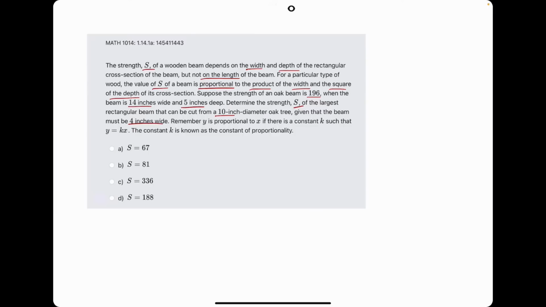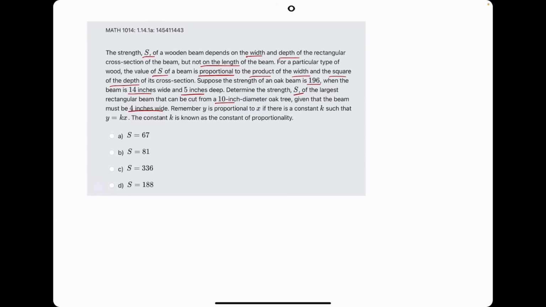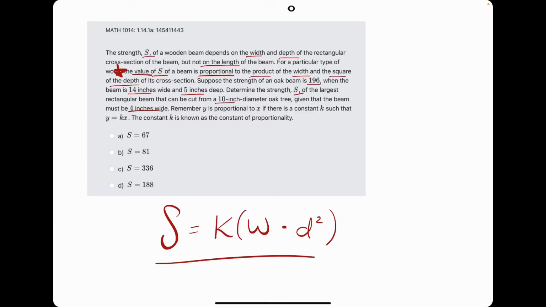And remember, if y is proportional to x, there's a constant k such that y equals k times x. Okay, so let's start with this line here. The value of S is proportional to the product of width and square of the depth. In other words, S is going to equal k times whatever they're talking about: the multiplication of the width, W, and the square of the depth, the depth to the power of 2. So we set up this equation using the information they give us.